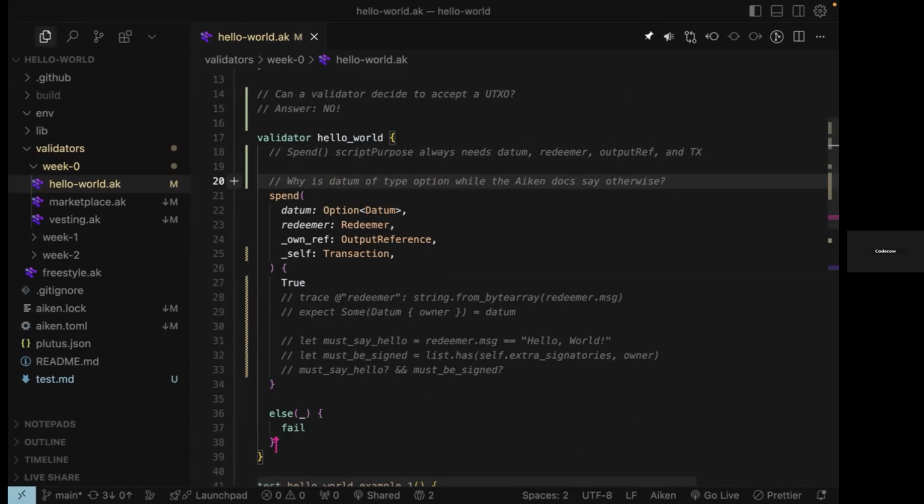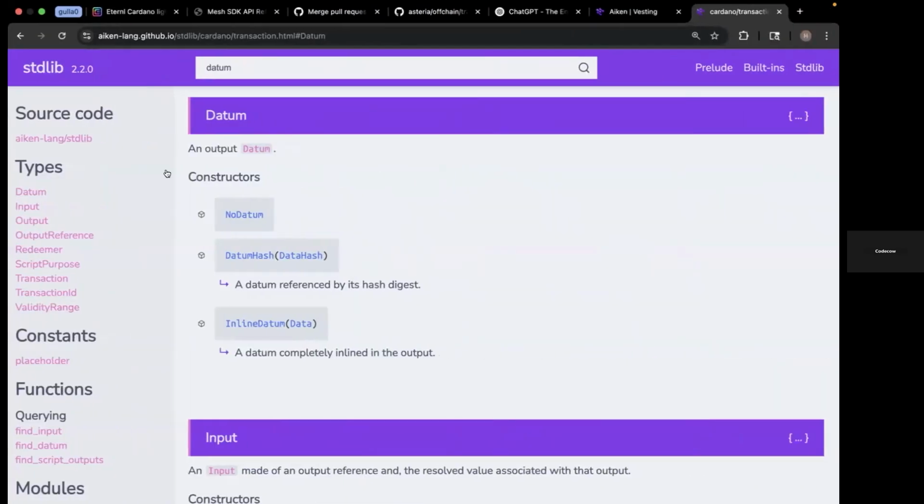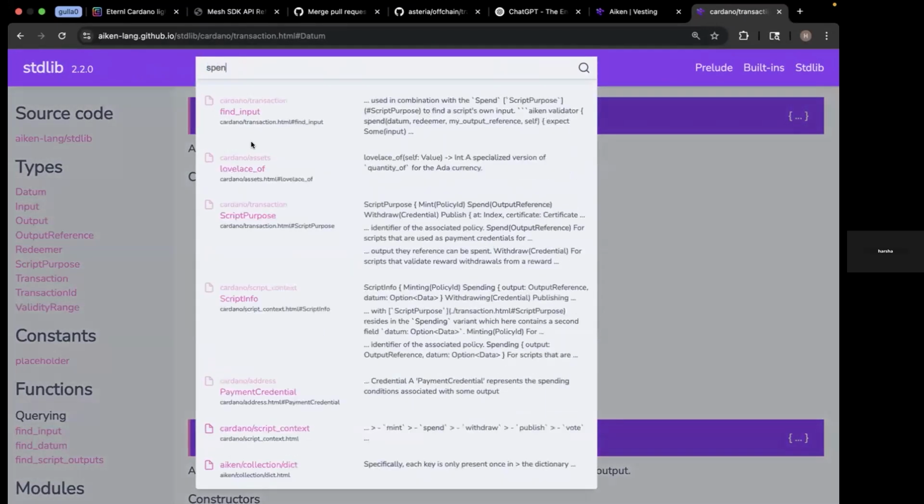I think it's because this can be called optional, or whatever, right? That's a better way to read this. This isn't the type datum that you were looking at in your docs. This is something else, an optional type of datum. Where the docs say it is probably connected to spend. I'm not really sure, but I'm just going to say spend.